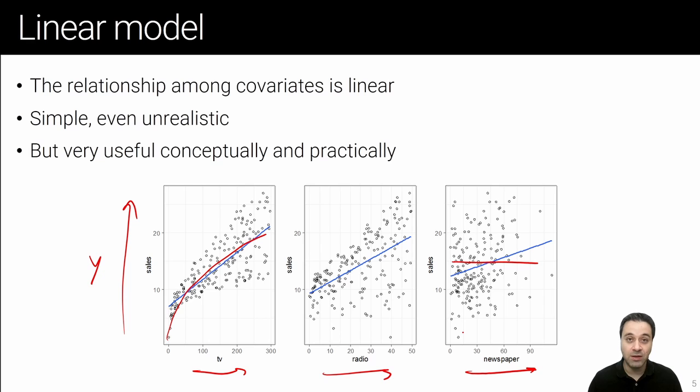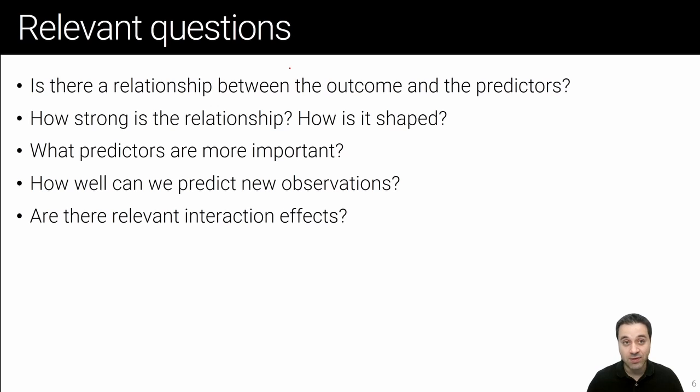Still, it's a very useful model, both conceptually and practically. Conceptually, because, well, it's been very, very well studied. We know a lot about the linear model and how to use it. And it turns out to be the basis for many of the more complicated models that we have nowadays and that we will talk about in the course. It's also a very practical model because it's easy to reason about. And we can actually build more complicated models just on the basis of this linear relationship. We'll see many examples. So what kind of questions can we answer with the linear model?